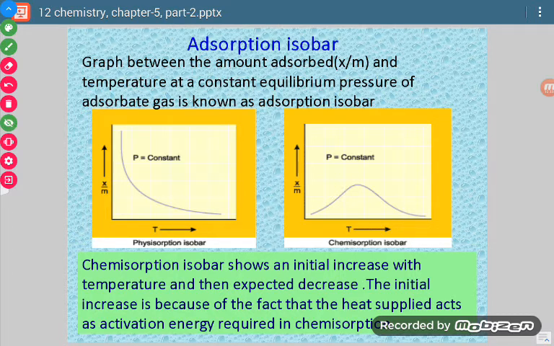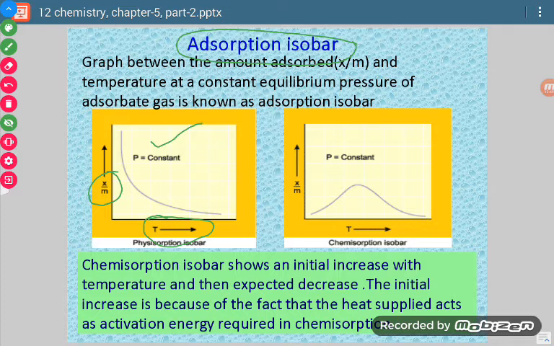We discussed the adsorption isotherm. Similarly, there is the adsorption isobar. Here also there is a graph between extent of adsorption and temperature. This graph is different for different types of adsorption. For physisorption, it is a curve. And for chemisorption, it increases first, reaches a maximum value, and then again starts decreasing.